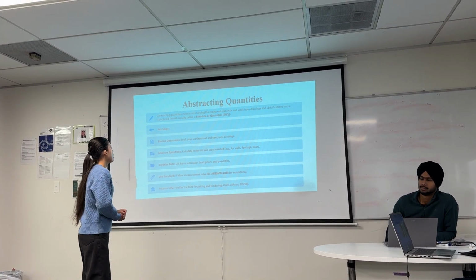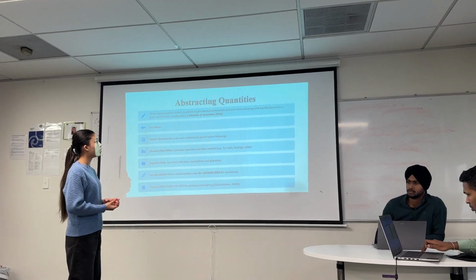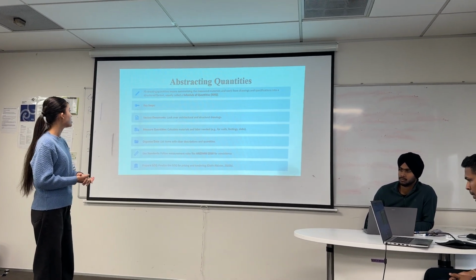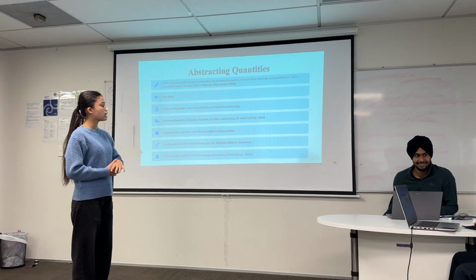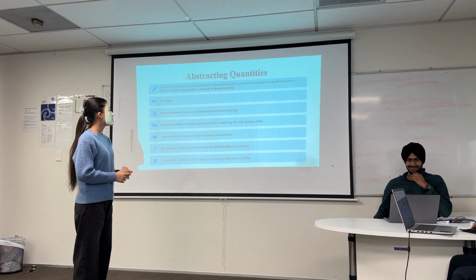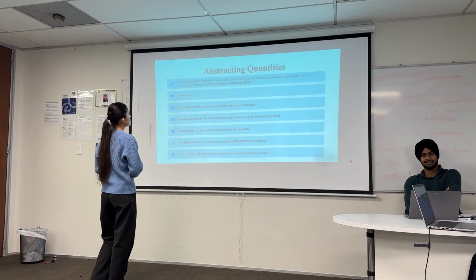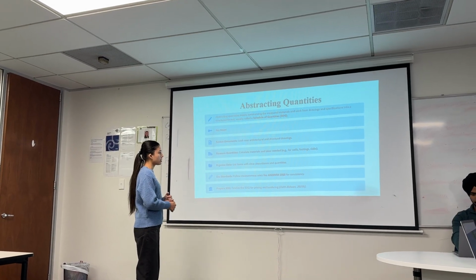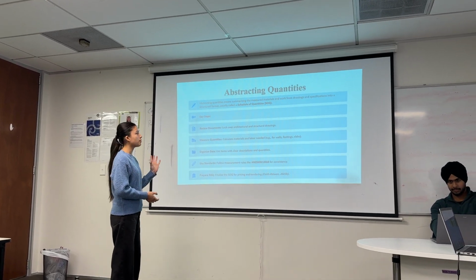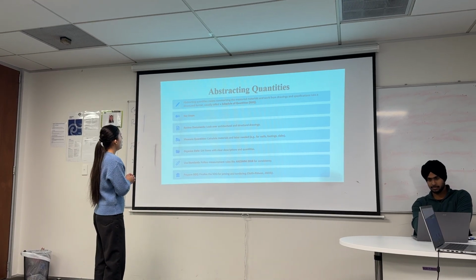Abstracting quantities. Abstracting quantities means summarizing the measured materials and work from drawings and specifications into a structured format. Usually it is called a schedule of quantities, SOQ. Here are the key steps of abstracting quantities. First one is review documents. Look over architectural and structural drawings. It is the same as the measurement and quantification.